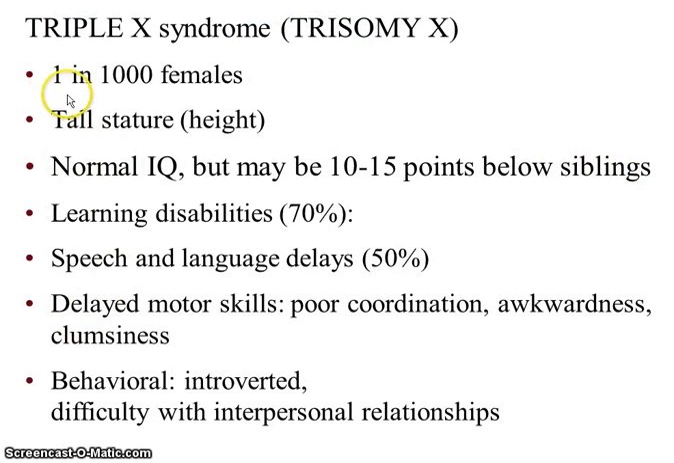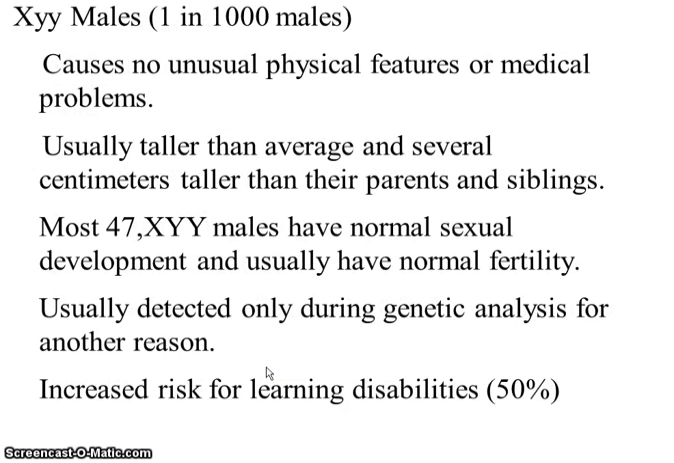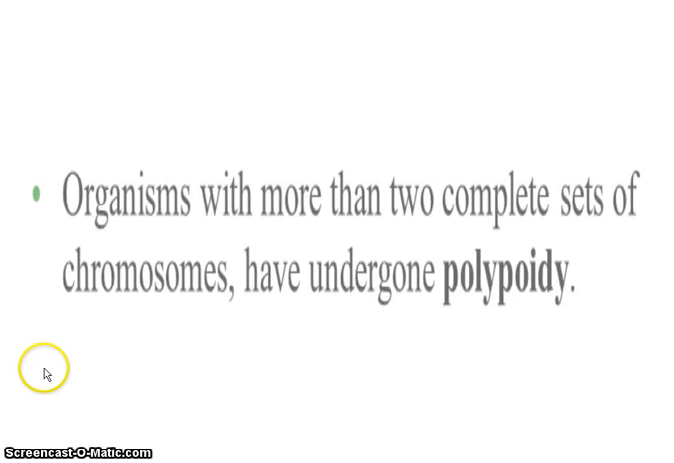XXX, and so 1 in 1,000. Normal IQ, but might be a little lower than their siblings. They do have some learning disabilities, but mostly clumsy and a little bit more introverted. XYY, usually taller, normal, and maybe a little bit more learning disabilities, but really not too much effect.